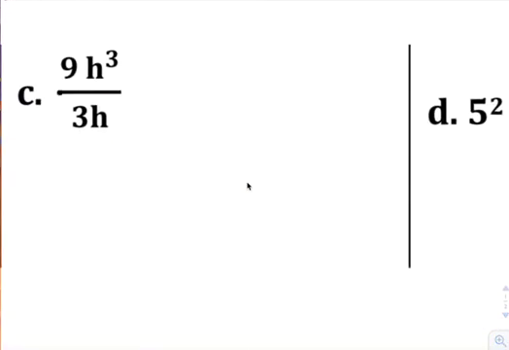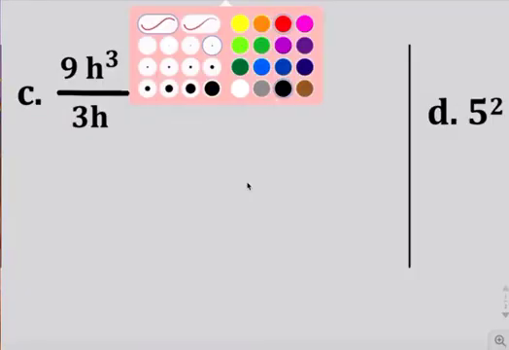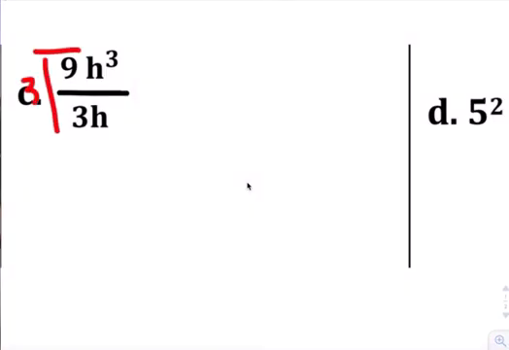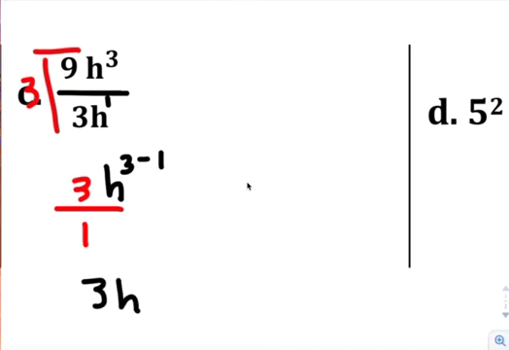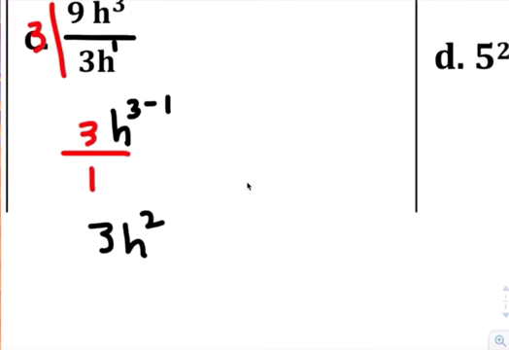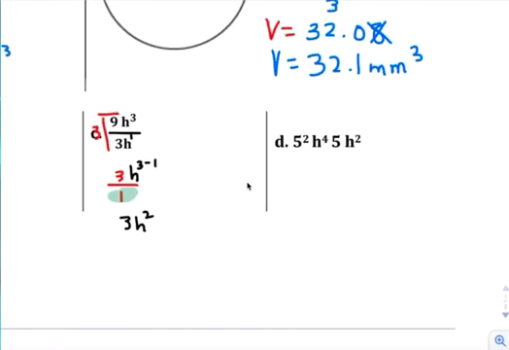Again, this is division. So you simplify these two numbers by dividing by 3. Get 3 over 1. And then you subtract the exponents. H to the third, this is 1 minus 1. So your answer is 3h to the second. The 1 at the bottom can become invisible.